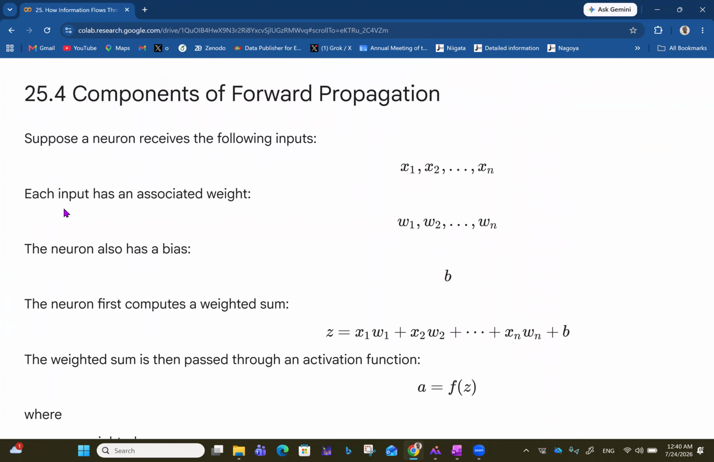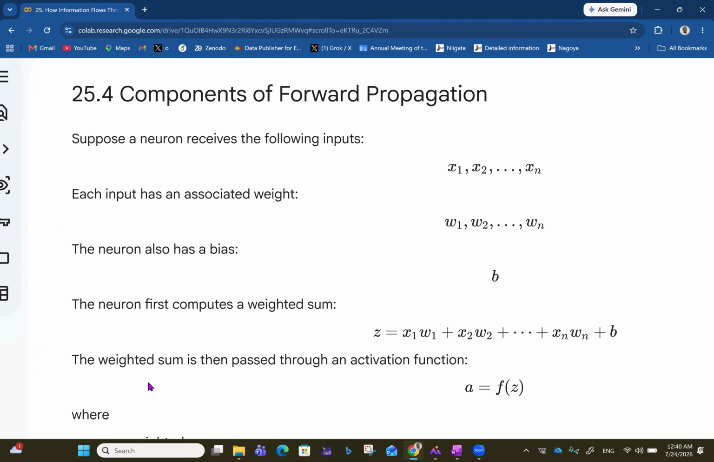Now, components of forward propagation. Suppose the neuron receives the following inputs x1, x2 up to xn. Same thing we've been doing all along. Each input has an associated weight w1, w2 up to wn. Then the neuron also has a bias b. So the neuron first computes a weighted sum z equals x1w1 plus x2w2 plus x3w3 all the way to xnwn, and then a bias is added to it.